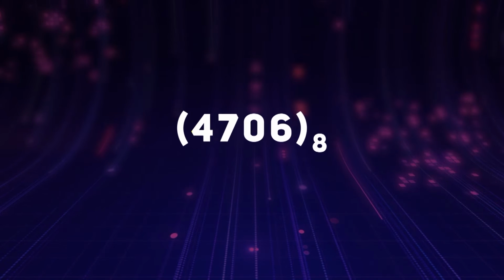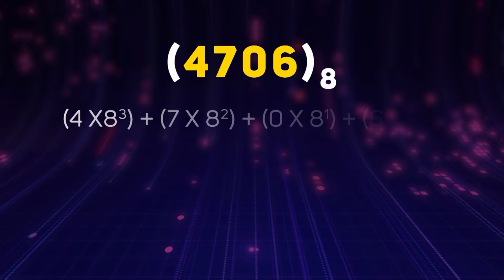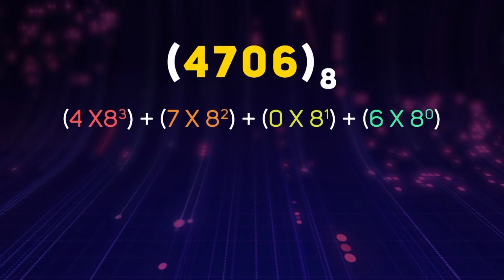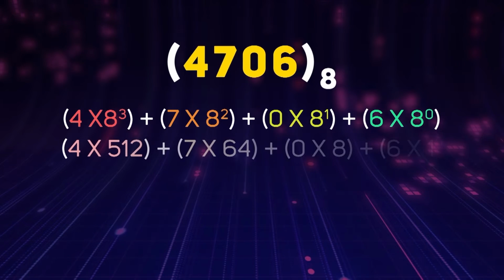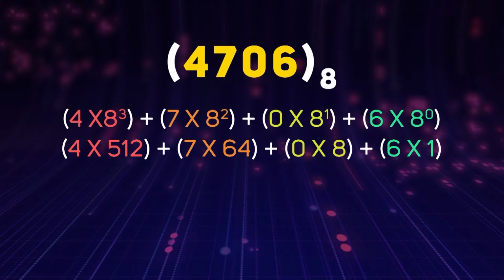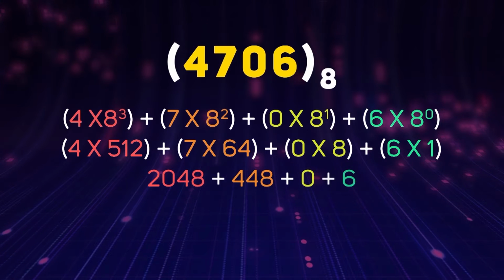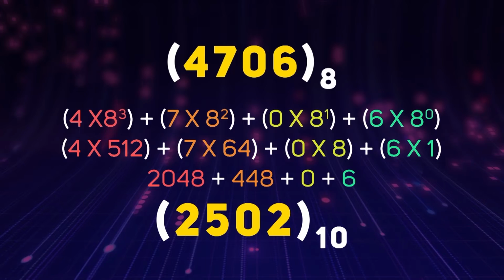In step 1, we convert it to decimal. 4706 to the base 8 is equal to 4 into 8 cube plus 7 into 8 square plus 0 into 8 raised to 1 plus 6 into 8 raised to 0, which is equal to 4 into 512 plus 7 into 64 plus 0 into 8 plus 6 into 1, which is equal to 2048 plus 448 plus 0 plus 6, which is equal to 2502 to the base 10. Now, the octal number is converted to its corresponding decimal.